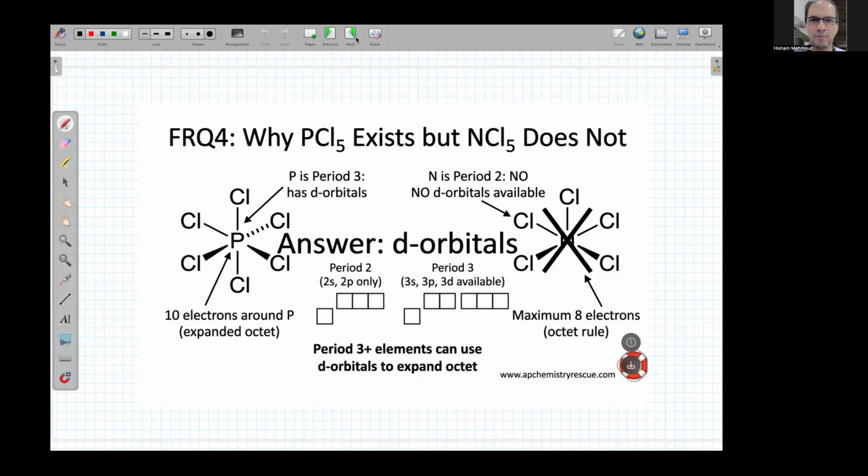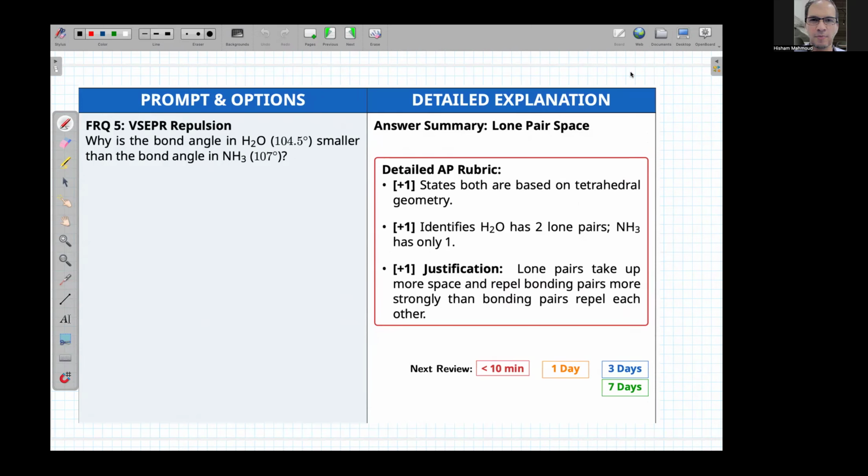Let's see the next question, which is FRQ 5. FRQ 5 asks why the bond angle in H2O is 104.5 degrees. It's smaller than the bond angle in NH3, which is 107. This is testing your understanding of lone pair repulsion in VSEPR theory. Let's draw both molecules. The first molecule is water, oxygen in the center with 2 hydrogens and 2 lone pairs of electrons. Ammonia, nitrogen in the center with 3 hydrogens and 1 lone pair of electrons.